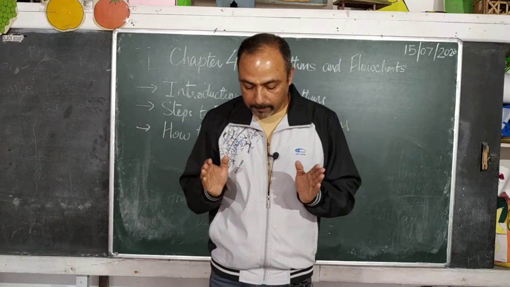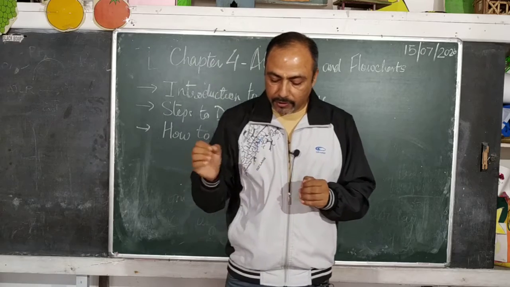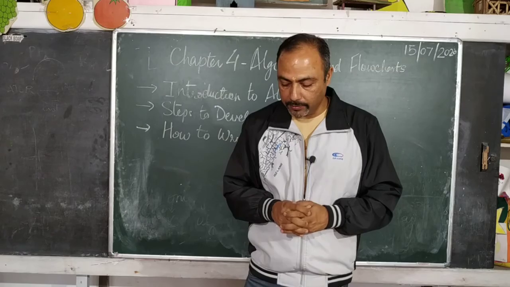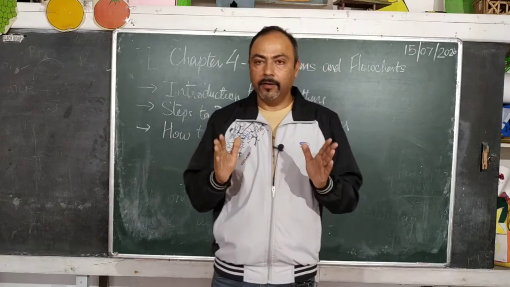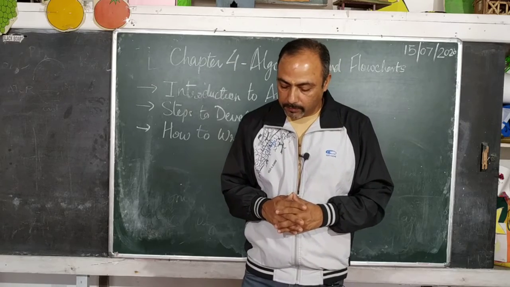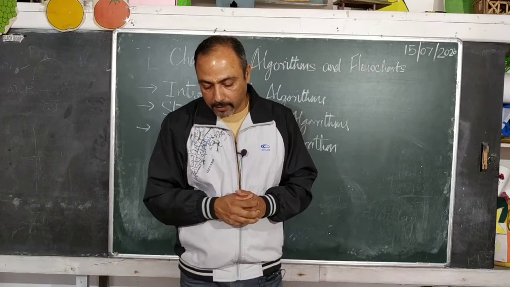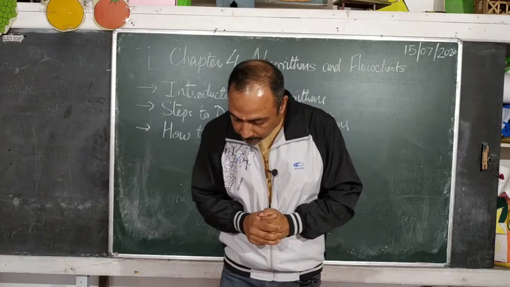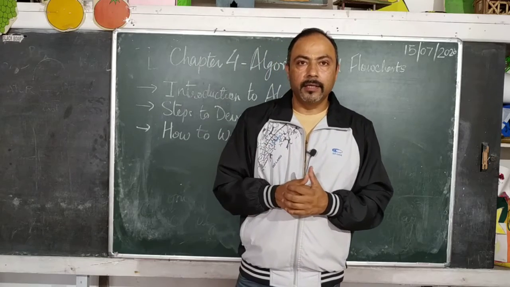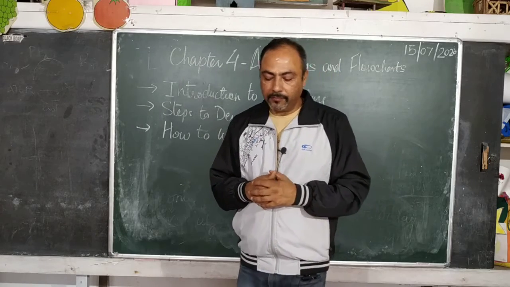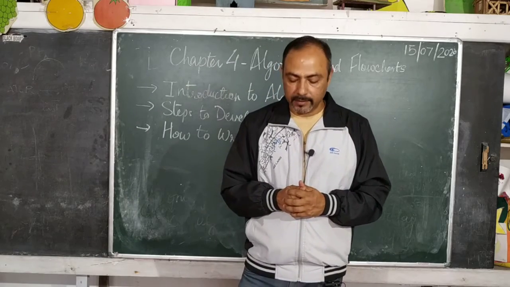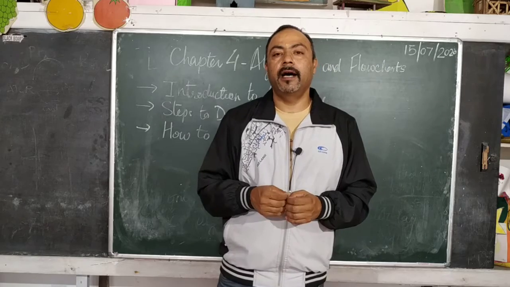That means each instruction should be well defined and clear so that it is easily understood. Then it should have finiteness. Finite, it involves a finite number of steps to reach the end. Then uniqueness. Each step should be different from the previous steps and the output should be linked to the previous steps. So it should be uniquely identified.